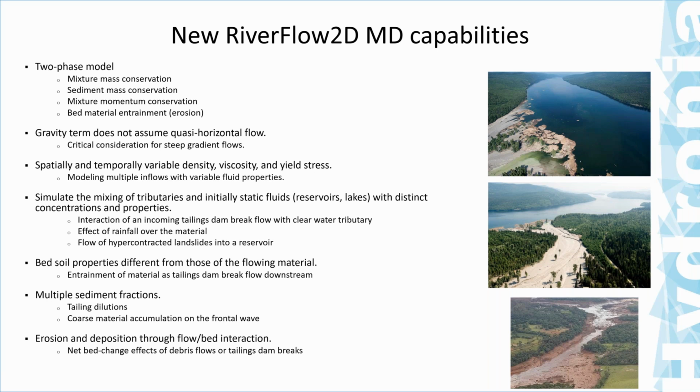The model works with multiple size fractions. You can have one size fraction, but you can have multiple size fractions with the interactions, and the model tracks the different volume concentrations of each of the tailings fractions, which allows modeling tailings dilution, and also, very importantly, the accumulation of coarse material in the frontal wave. All of this is assembled in the set of equations that lead to also the assessments of erosion and deposition due to the flow interaction with the bed material.